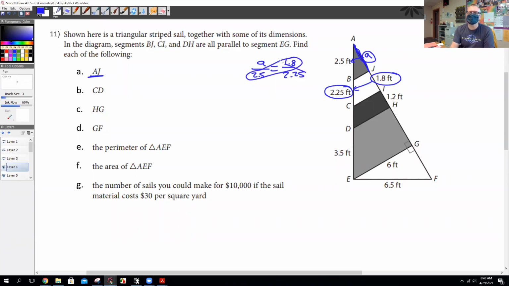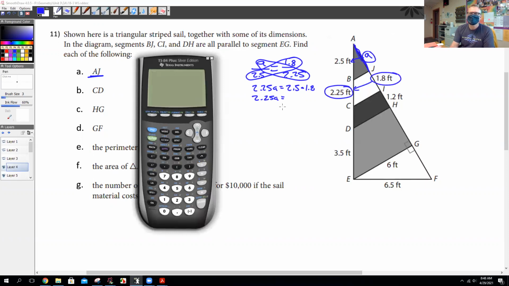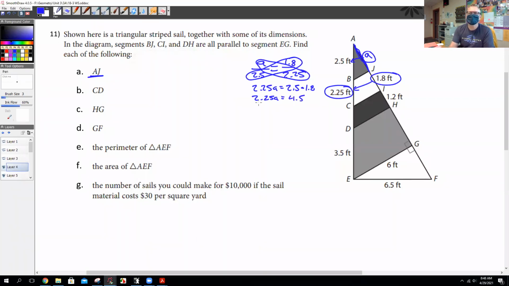I know this looks awful because it's a decimal, but it's okay. We'll survive. 2.25a equals 2.5 times 1.8. Okay, is this making sense as to how we set this up? Again, the big key is this piece right here. I know I keep saying that over and over again, but without that, the rest of this really isn't going to work very well. So let's do this. 2.5 times 1.8 gives us 4.5. And divide both sides by 2.25. And we get that A is 2, right?